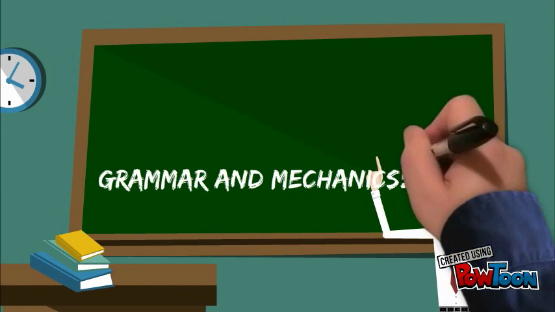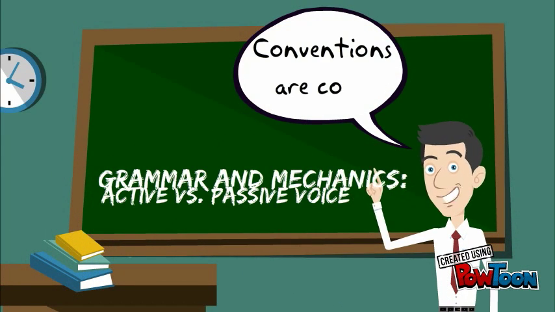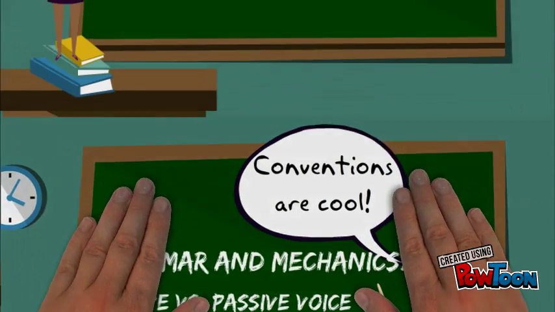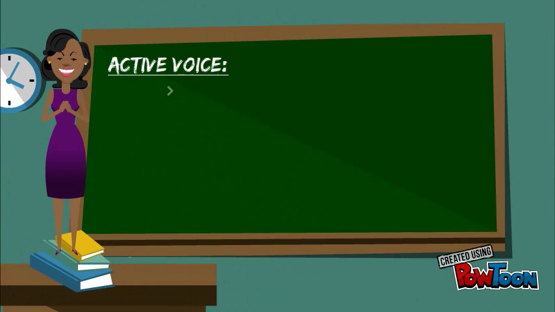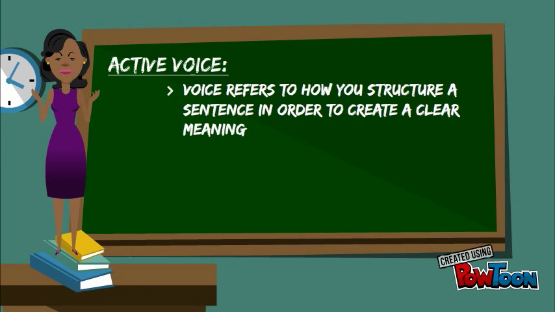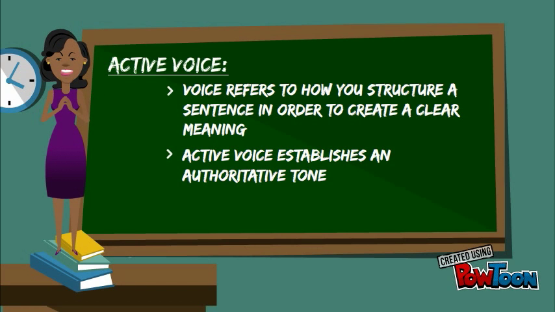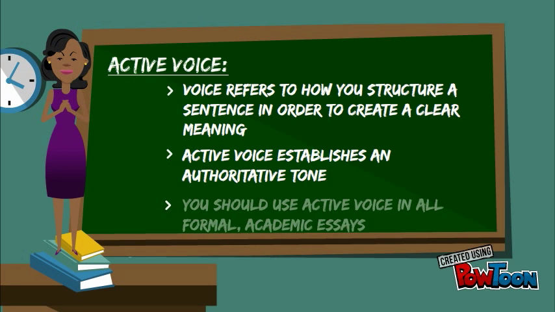Grammar and mechanics, active versus passive voice. Active voice. Voice refers to how you structure a sentence in order to create a clear meaning. Active voice establishes an authoritative tone in an essay or piece of writing. You should always use active voice in all of your formal academic essays.